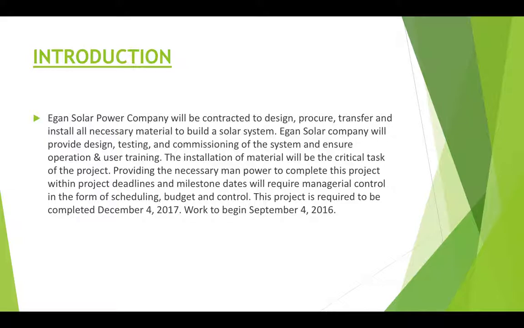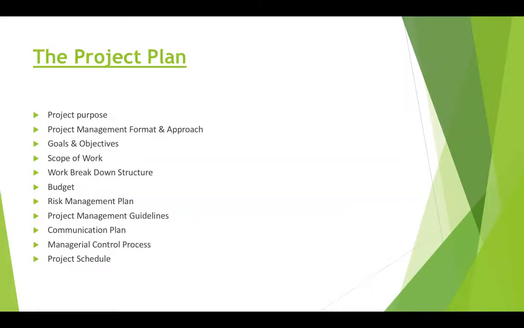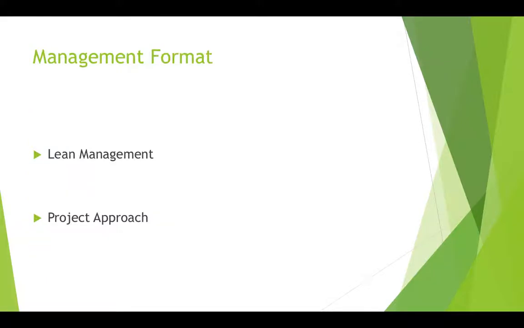operational solar system. The project plan is going to include the project purpose, which we just stated in the introduction, our project management format and approach, the goals and objectives, the scope of work, the work breakdown structure, our budget, risk management plan, project management guidelines, communication plan, managerial control processes, and project schedule.